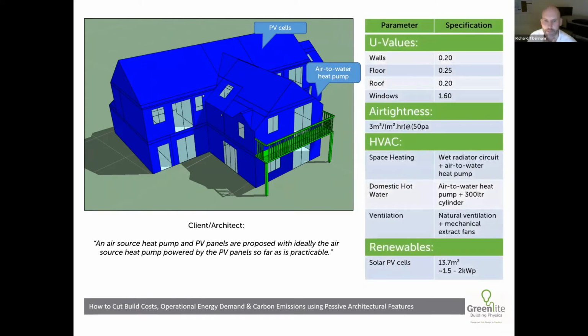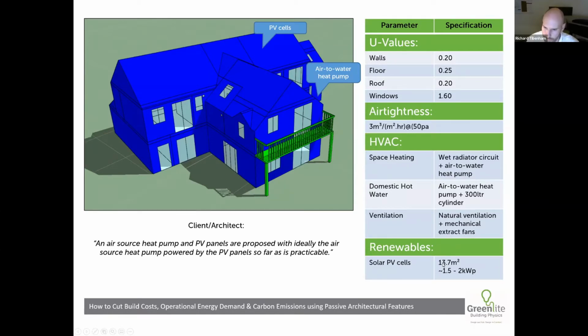So I've modeled this building up using IES Virtual Environment software. And here's a quick rundown of the attributes that I've included in the model. So we've got some reasonably good U-values, 0.2 for walls, floors 0.225 and so on. Double glazing at 1.6, so we're not going as far as triple glazing in this case. Pretty airtight, 3 cubic meters on the air tightness there. The HVAC system is going to be a wet radiator circuit running off the heat pump. Likewise, the hot water will run via a 300 litre cylinder, also using the heat pump. And it's going to be naturally ventilated with mechanical extract fans.